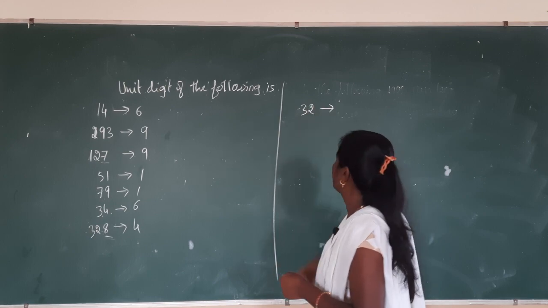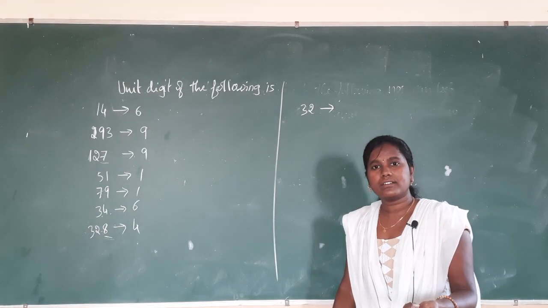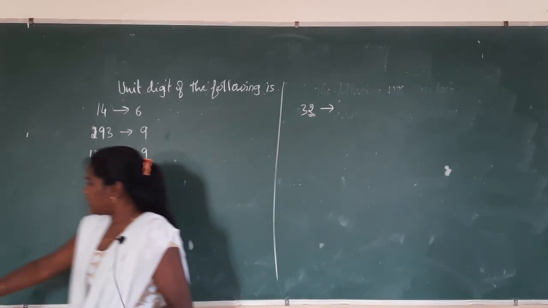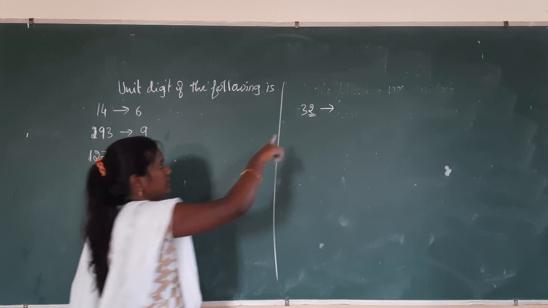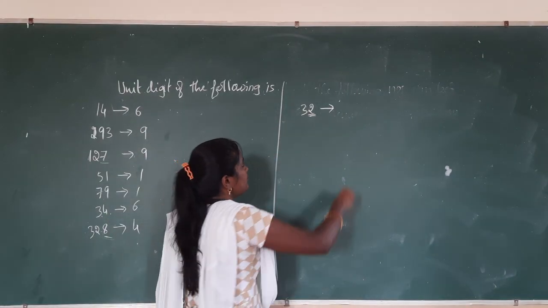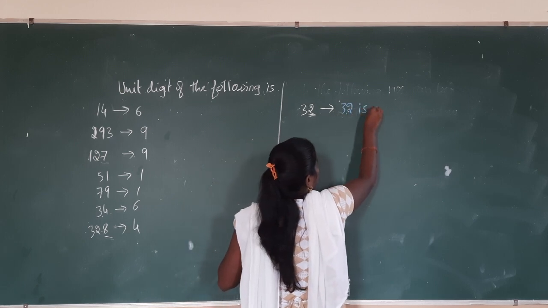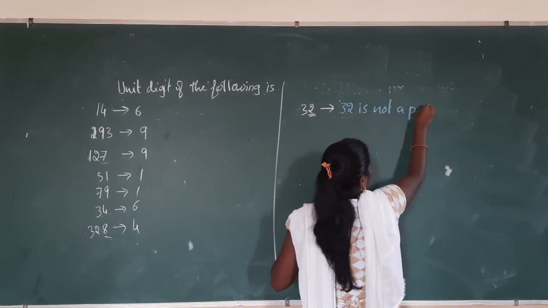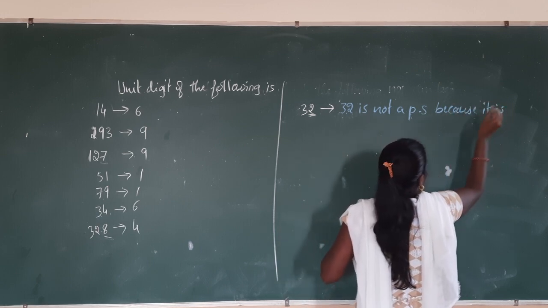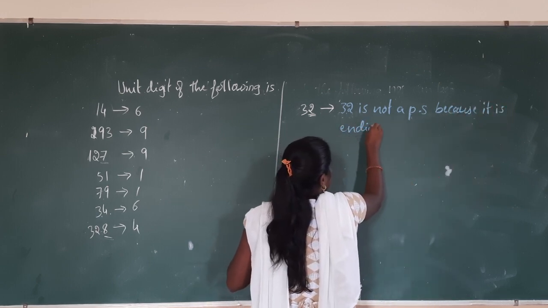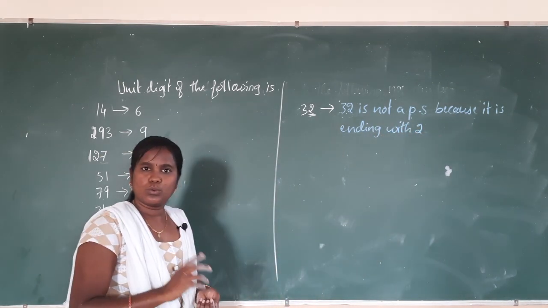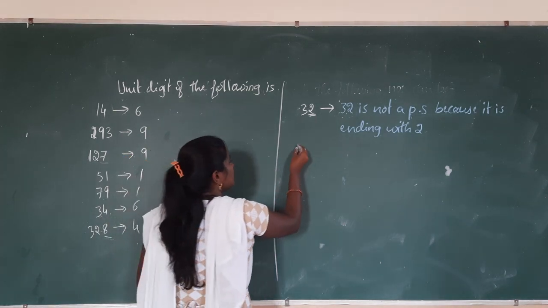Let us say it is given as 32. Is 32 a perfect square? By observing the last digit, which is 2, is it a perfect square? 32 is not a perfect square because it is ending with 2.